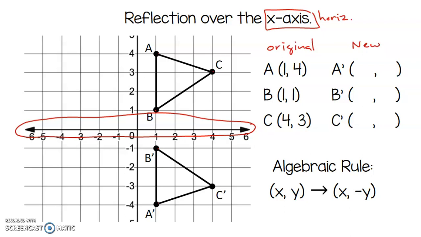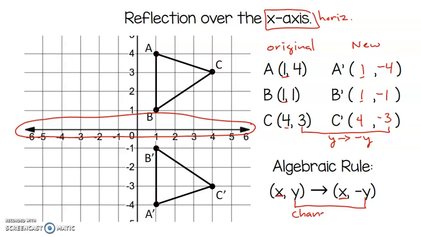Let's list the ordered pairs and then we'll look at what that pattern is. So we have 1, -4. We have 1, -1 for B prime, and C prime is 4, -3. So this time still the same numbers, but now the signs changed on the y values. And that's what our rule tells us to do. It says keep x the same. Notice all the x's stayed the same number, but now we change the signs on the y coordinates.